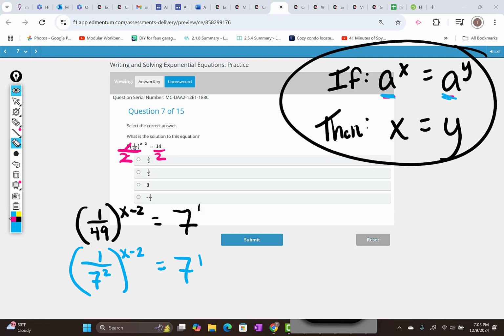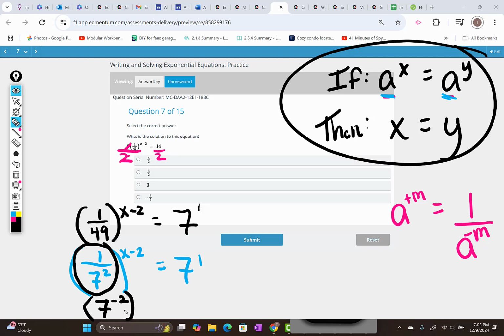Quick sidebar, you've got to remember the negative exponent rule. The negative exponent rule says if you raise a base to a negative exponent, if you take the reciprocal of that base, the exponent turns positive. And vice versa. We could make this positive and this negative, and the negative exponent rule still applies. So what we can do here is rewrite 1 over 7 squared as 7 raised to the negative 2 power using that negative exponent rule. And then don't forget the x minus 2 is still there.